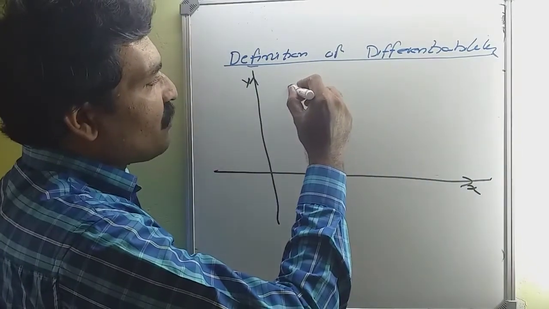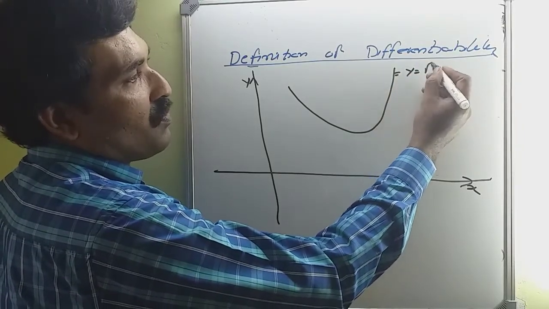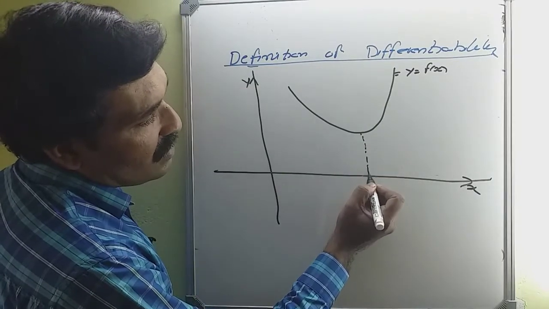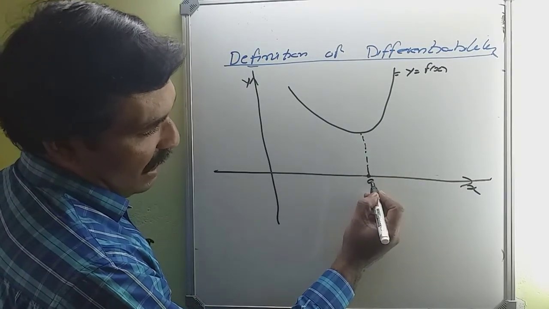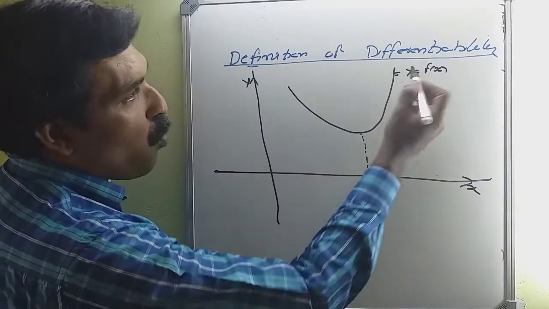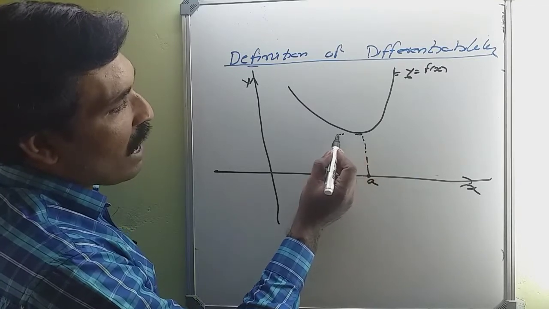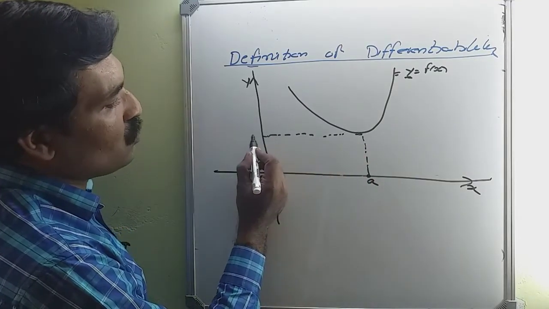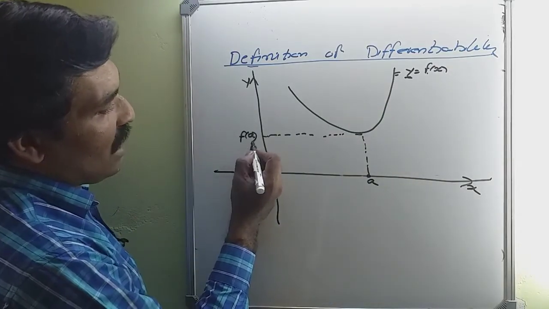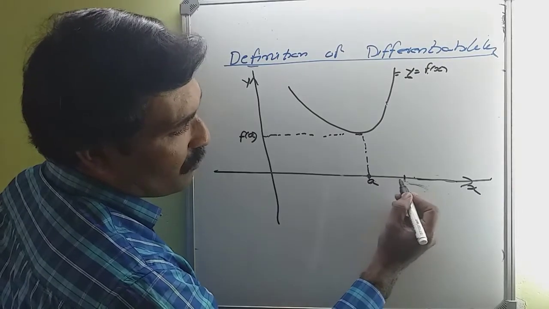Consider a function y is equal to f of x. At this point, let the value of x be a. Then what is the value of y at this point? At this point, the value of y is equal to f of a.